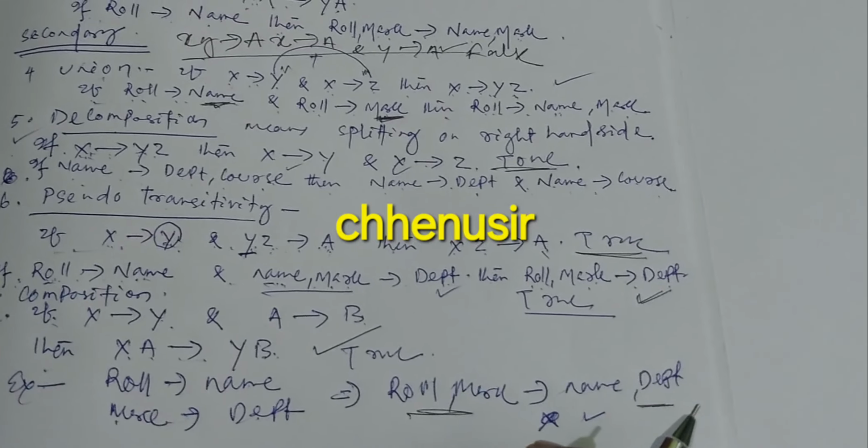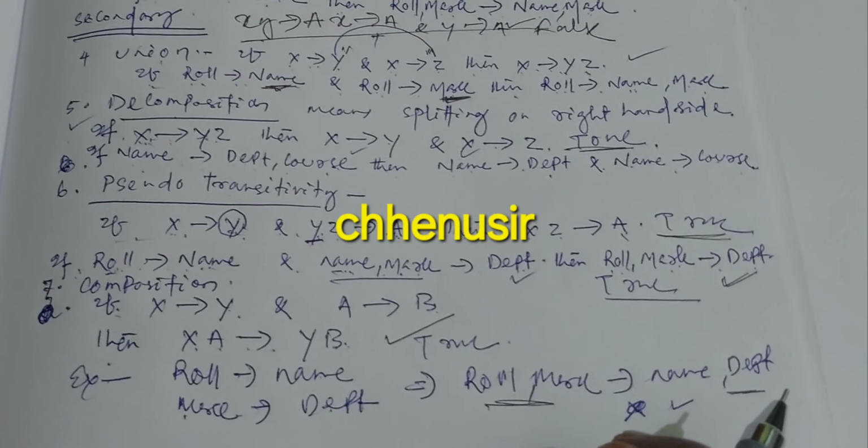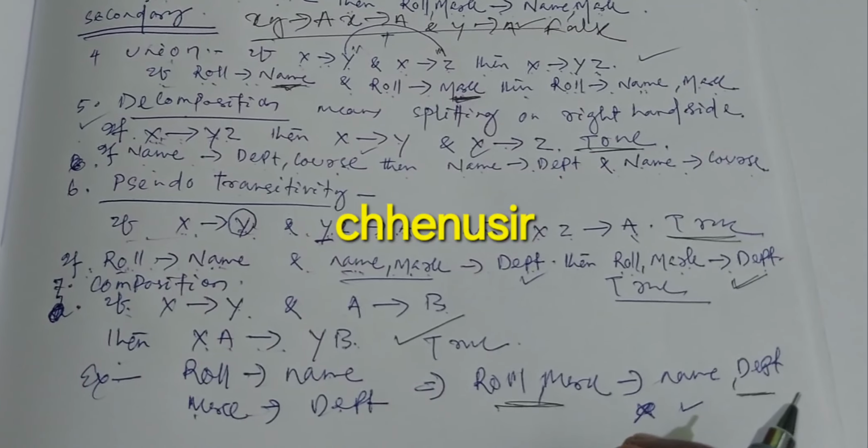Armstrong axioms, that is inference rules, and these principles are mostly used for normalization in database management system.